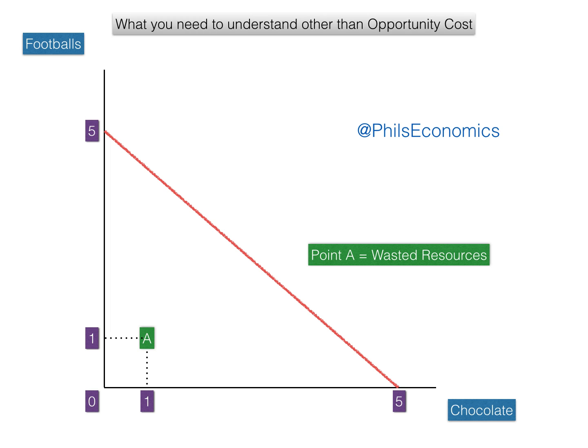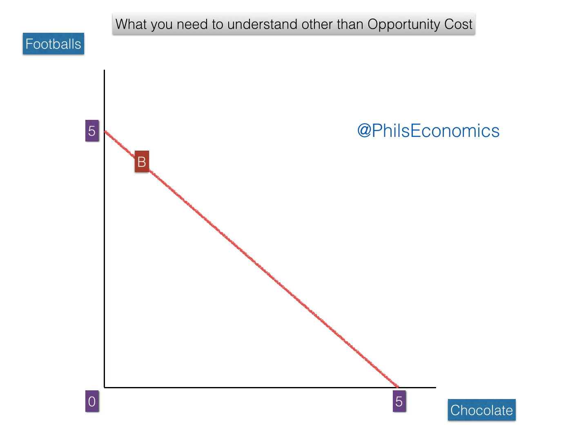If you're producing anywhere inside the PPF, some of your resources are not being used properly. You can produce more goods without having to sacrifice anything else. For example, we could produce 4 more footballs without any loss in chocolate production. In Unit 2, we can use this to show unemployment.